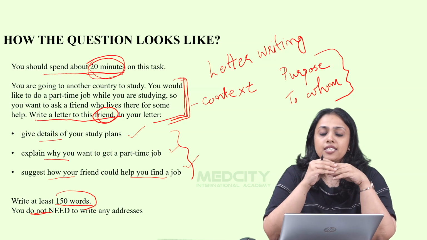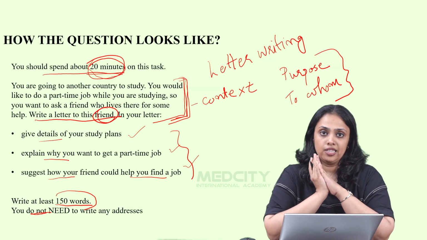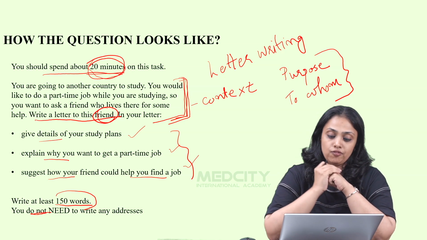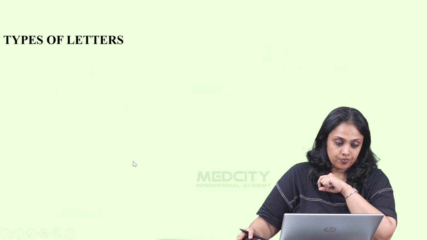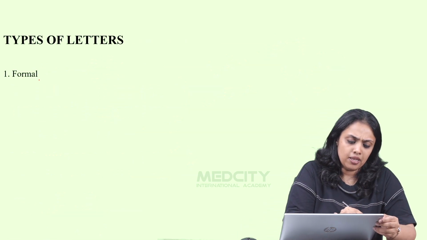So we have to identify to whom we have to write the letter, and accordingly we have to decide the type of the letter. Now, what are the different types of letters that we have? I'll show you. Formal letter. Now, what do you mean by a formal letter?